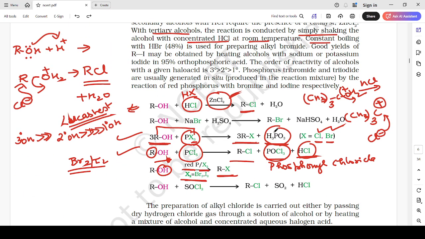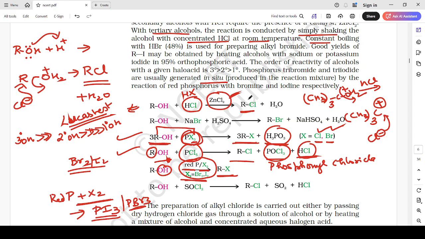Look at this reaction here. I said red phosphorus plus X2. This will give me PI3 or PBr3. I don't want to separately take this compound. Ma'am, I'm preparing PBr3 and then I'm adding to the reactant? Not necessary. Take the red phosphorus, add it with halogen where it will form PI3 and PBr3. Such reactions are called in situ reactions.